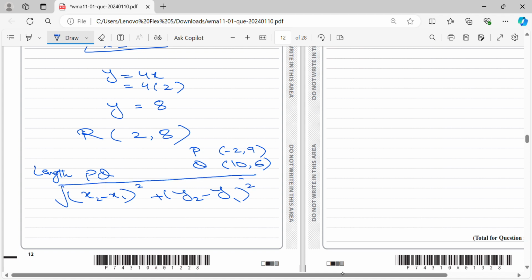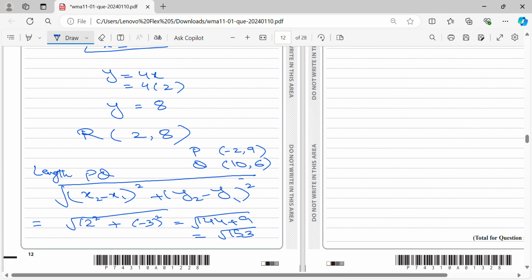Remember, I need to give the answer in exact form. So x2 minus x1, so 10 minus minus 2, which is 12, and 6 minus 9, which is negative 3, and negative 3 squared is 9. So this would be 144 plus 9, and that is 153. So the length of PQ is root 153.